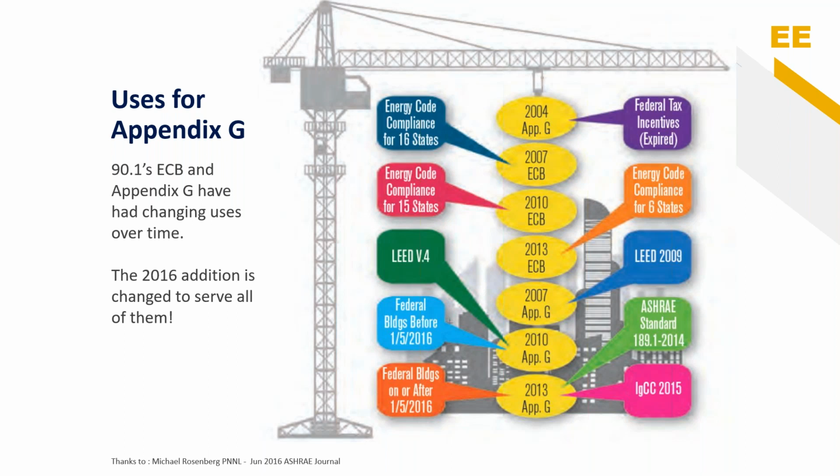So again, 90.1 is a standard. If a local municipality or a state adopts it, then it can become part of the code. And in most cases, when it is adopted by the user, it is modified for their specific use.